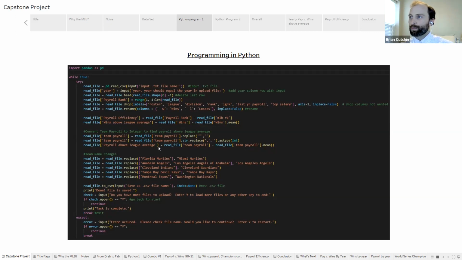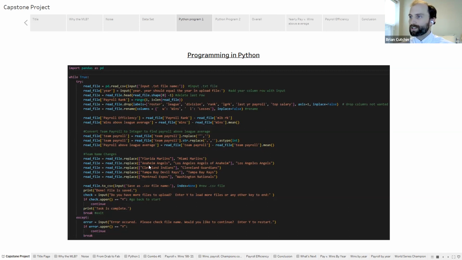So I had to replace some commas and some quotations around the data so that I could get it to be a string and then save it as integer to run my equation to find the payroll above league average. And then from 1998 to 2021, a few teams have actually changed their names or changed it multiple times. So I went ahead and changed them in these yearly data files, just so when I got to the combined file, they'd all already be the same.